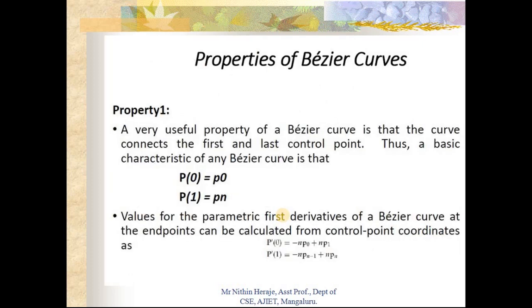Going to the properties of Bezier curves, there are two properties. Property 1 is that the curve connects the first and last control points. Thus, a basic characteristic of a Bezier curve is that P of 0 equal to P0 and P of 1 equal to Pn. The parametric first derivatives of a Bezier curve at the endpoints can be calculated from the control point coordinates as P dash of 0 equal to minus n P0 plus n P1, and P dash of 1 equal to minus n Pn minus 1 plus n Pn.